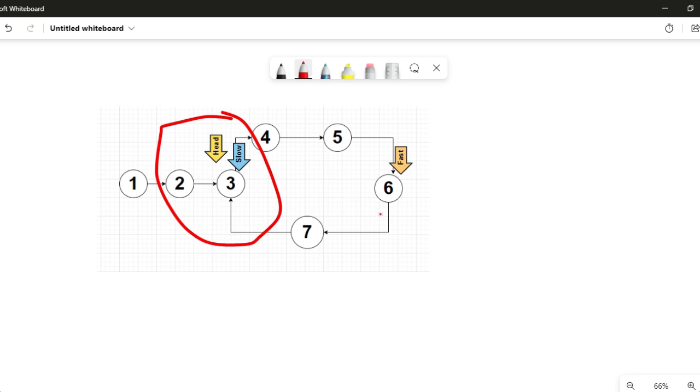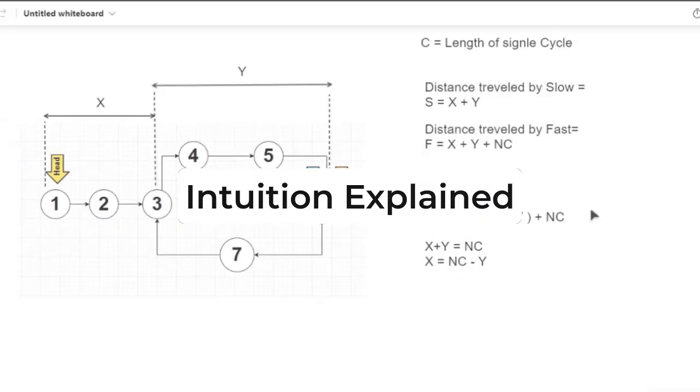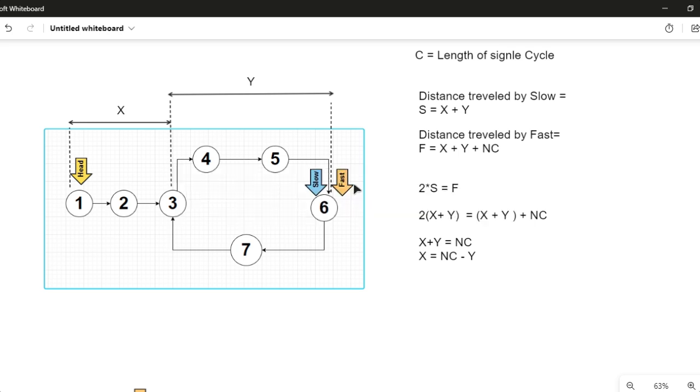So basically this is the algorithm, and now let me explain the intuition behind two things: why they will definitely meet at a certain point and why these two distances are equal. Let us try to understand how we can be so certain that these two pointers will meet at a point inside, if we have a cyclic linked list.